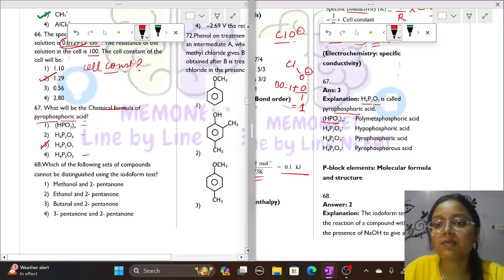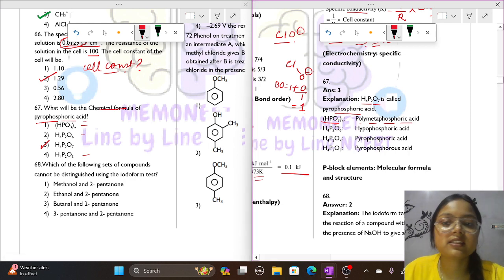HPO3N, this is the name for polymetaphosphoric acid. Okay, next is H4P2O6. H4P2O6 is hypophosphoric acid, and pyrophosphoric acid is H4P2O7, and H4P2O5 is pyrophosphorous acid.